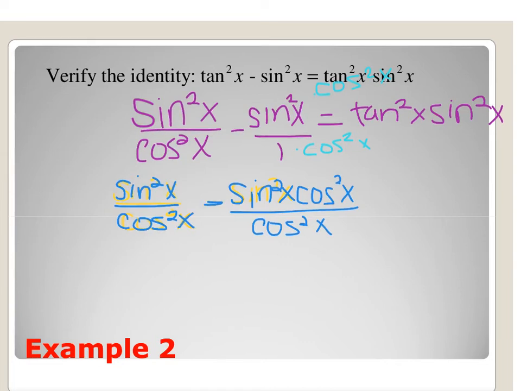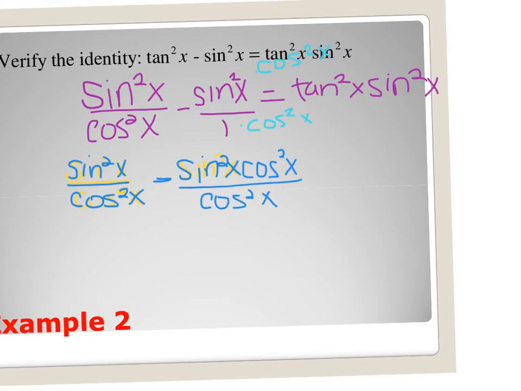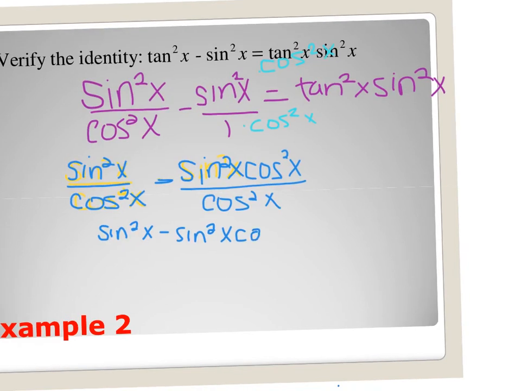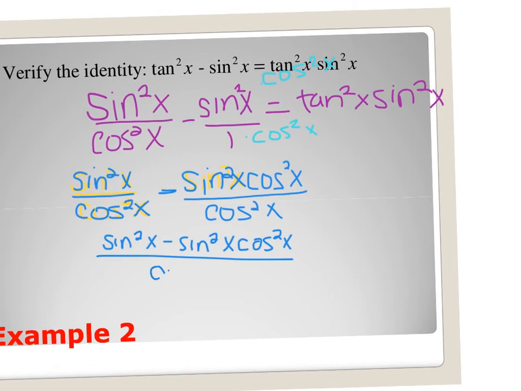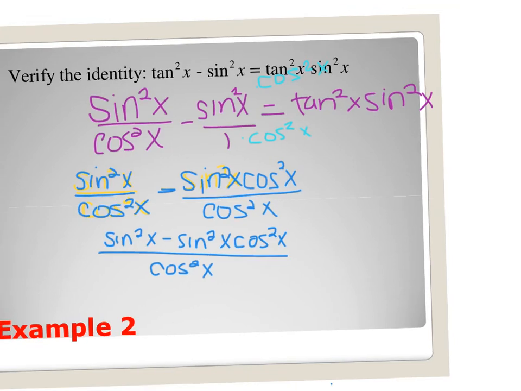So now they've got the same denominator. I can combine them. So I get sine squared x minus sine squared x cosine squared x over cosine squared x. Can I do anything from there? I can take out the sine squared.